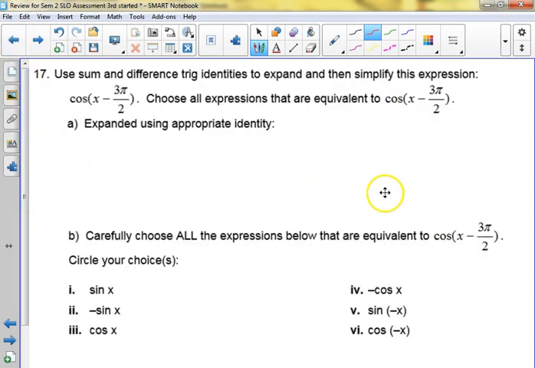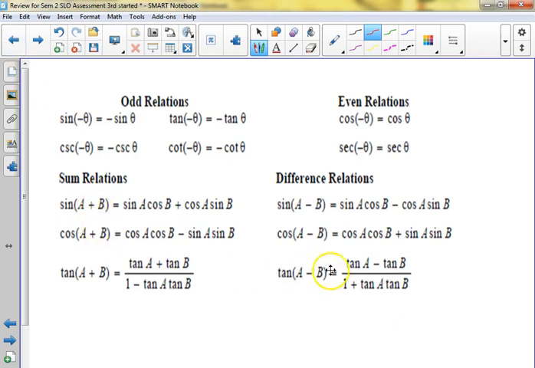Number 17 is not as much fun. It's kind of a complicated question with multiple right answers. Okay. It says, guys, right here, use the sum and difference. That's your hint. How are you going to start this out? What's the rule for cosine of A minus B? Someone read it to me. Cosine A minus B. Cosine, cosine plus sine, sine.